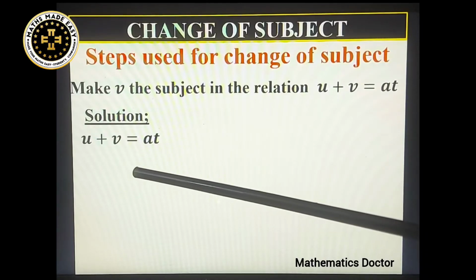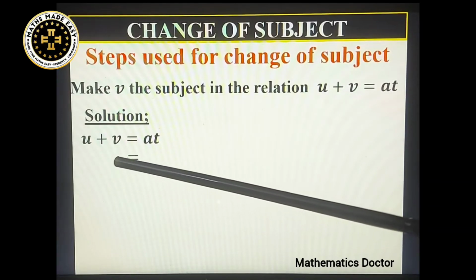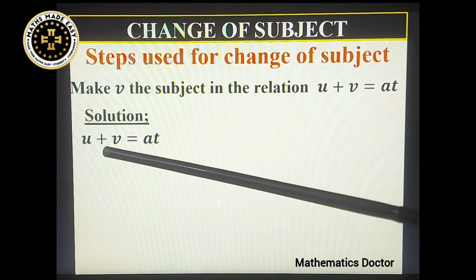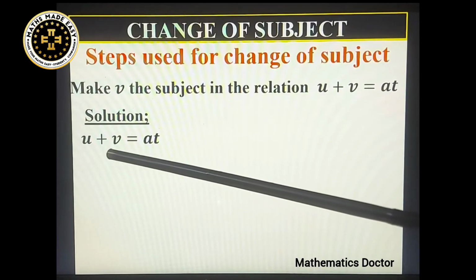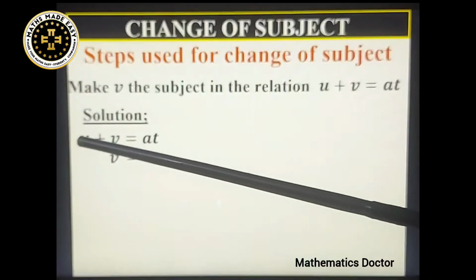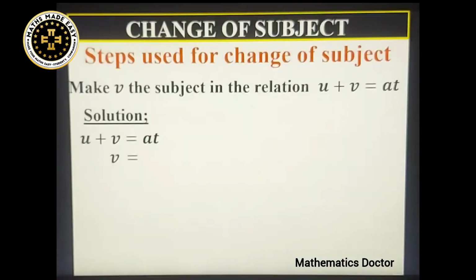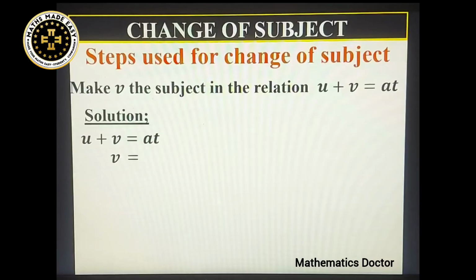I would prefer to repeat the equal sign. So let's bring the equal sign. Now that the equal sign is here, of these two terms, one must leave and one must be maintained. Since V is supposed to be the subject, we maintain V. Then we will move, also referred to as transfer or transpose, U to the right-hand side.